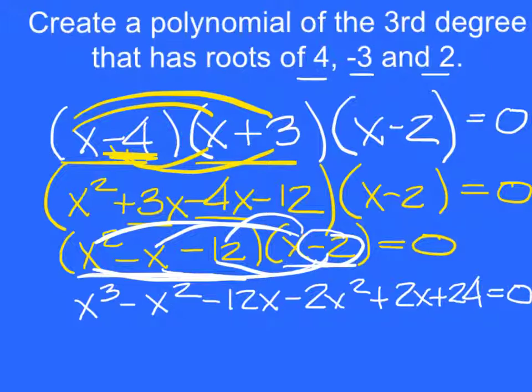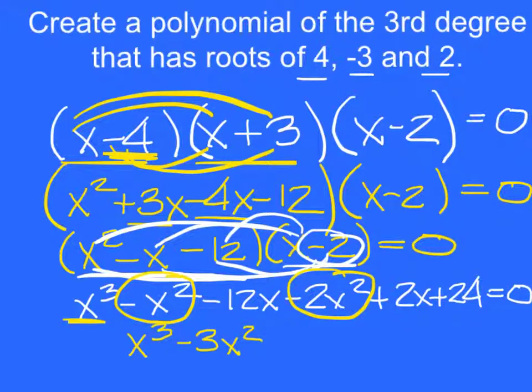Now clearly you're going to have to simplify this, add your like terms together. You only have 1x to the 3rd. But you have a couple of x squares in there. Minus x squared minus 2x squared is minus 3x squared. And then minus 12x plus 2x is minus 10x. And you're just left with that 24 on the end. Your answer is x cubed minus 3x squared minus 10x plus 24 equals 0.